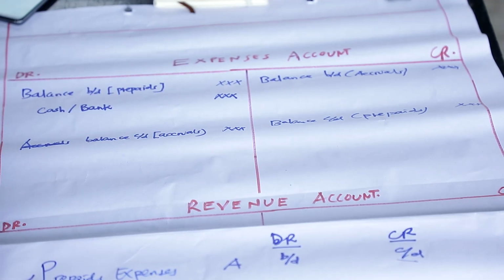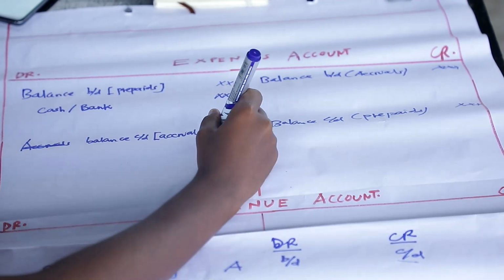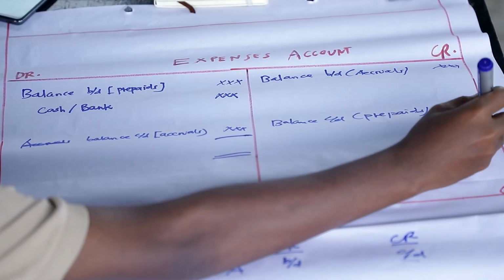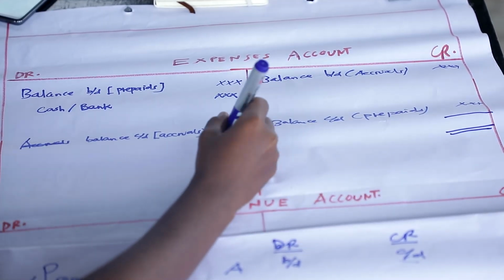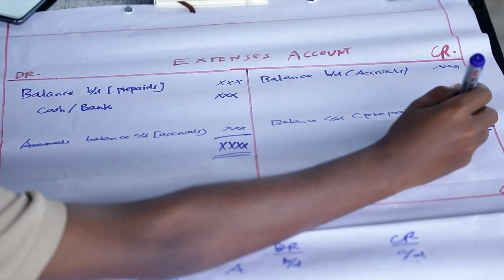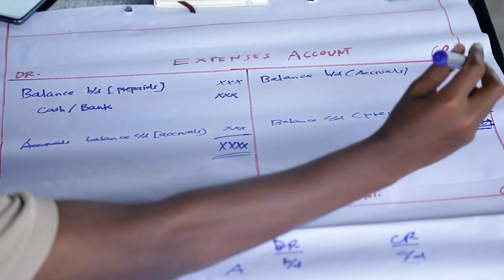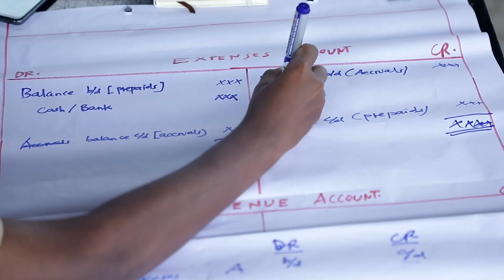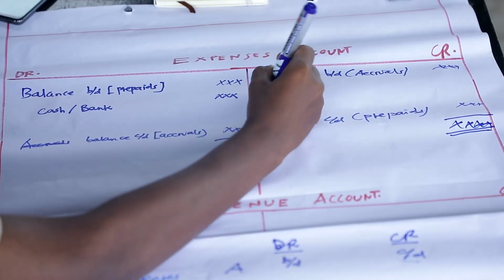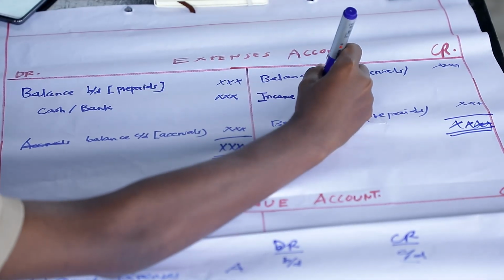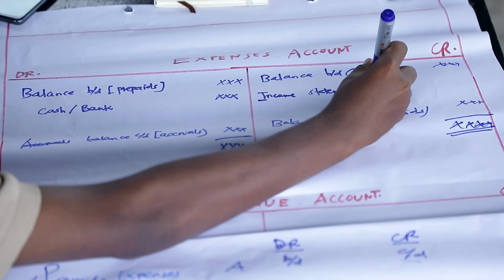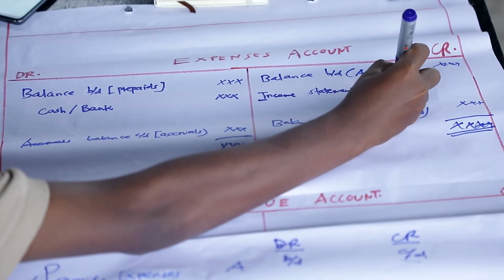So after finally putting all the necessary information, I'm going to balance off this account. So the debit side will be greater than the credit side. So the amount will be here, and the difference between the debit side and the credit side would be sent in the income statement, or sometimes known as profit or loss account.